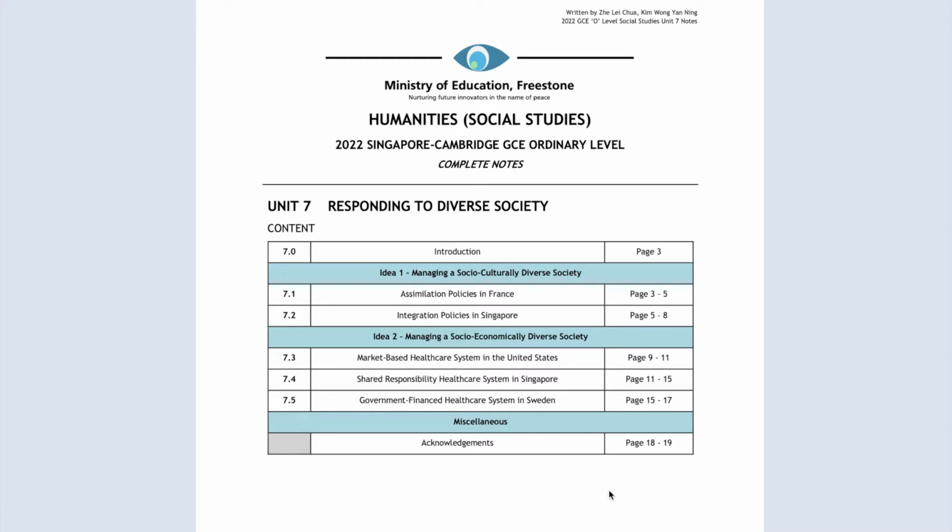The first type of diversity we're talking about is socio-cultural diversity. We're going to take a look at a case study of assimilation in France and also integration in Singapore. The second type of diversity would be socio-economic diversity. This one we'll take a look at three examples. We're going to use the healthcare system as our general comparison point, looking at the healthcare system in the US, Singapore, and Sweden. We'll understand a little bit more about what all these mean in a moment.